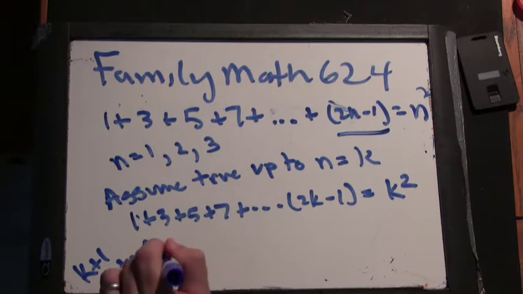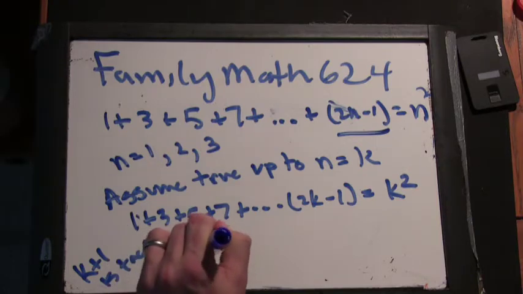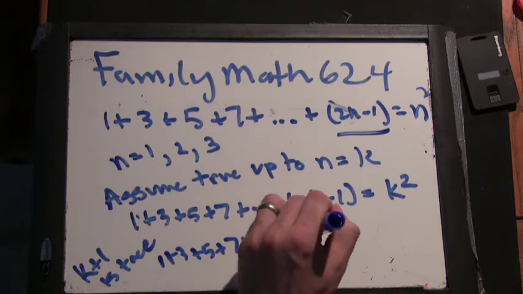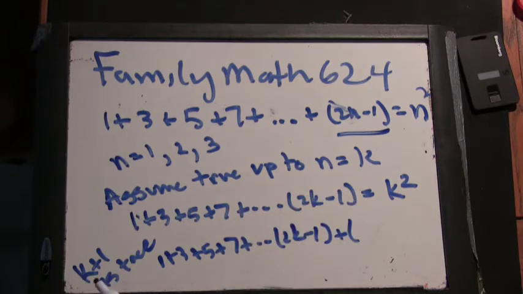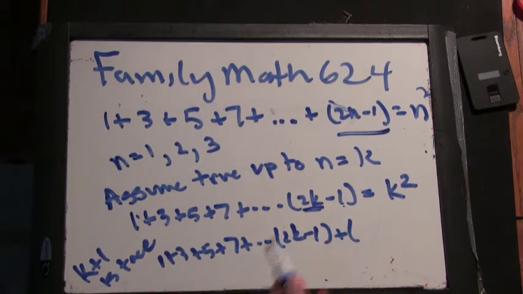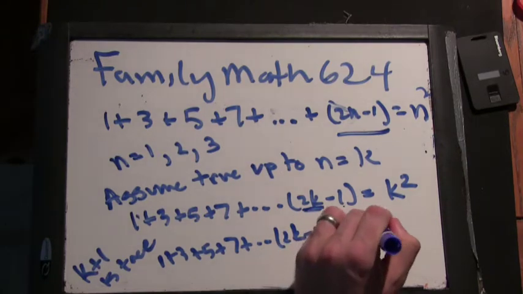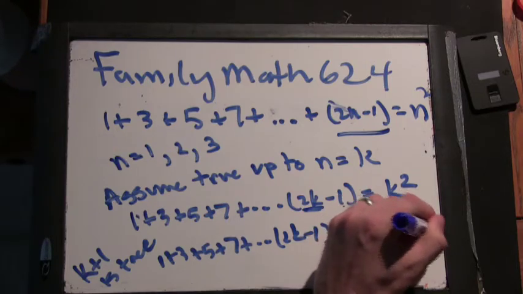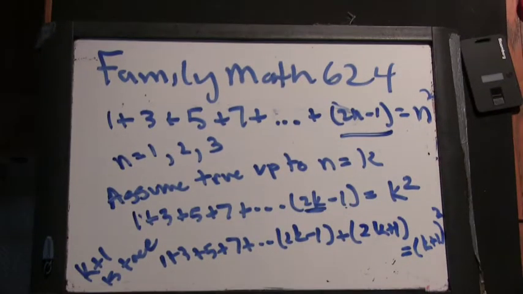Alright, so that means we want to show that 1 plus 3 plus 5 plus 7 plus ... 2k minus 1 plus, well, k plus 1 times 2 minus 1, so it's 2k plus 1, and we want this to be k plus 1 squared. Sorry, I'm a little out of room on the whiteboard. Alright. Okay. How do you think I would show this?